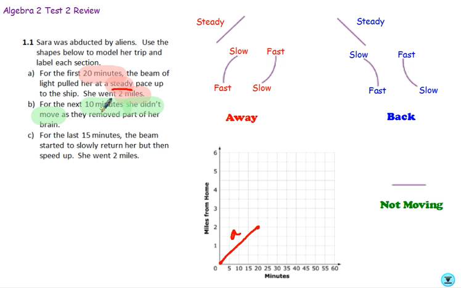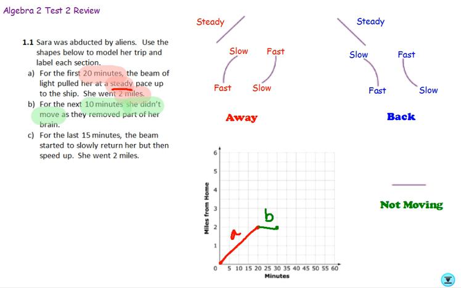They operated on her for 10 minutes, so from 20 to 30. Oop, too far. 20 to 30. Let me fix that. And she, again, as we said, her distance did not change. So that section right there would just be a horizontal line. And then let's look at the last part.